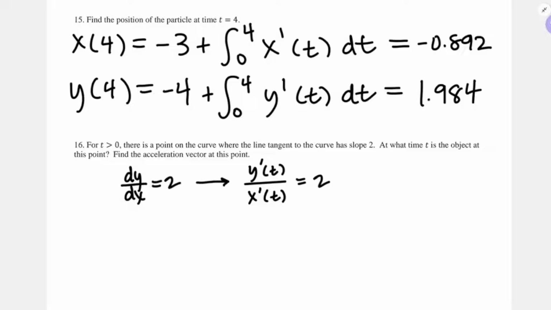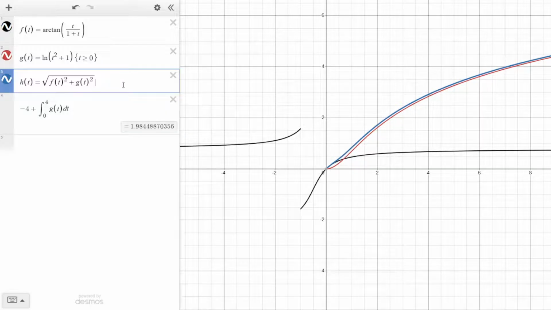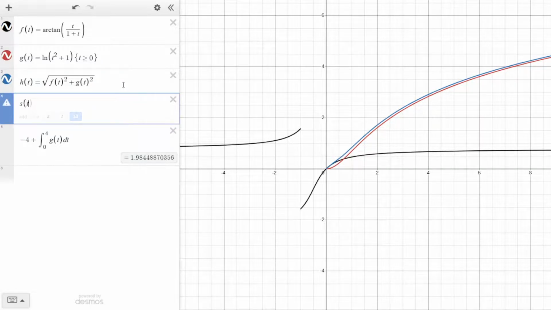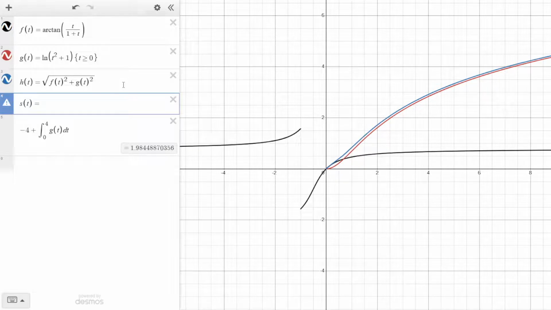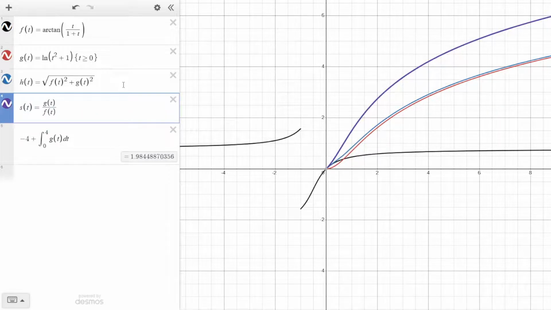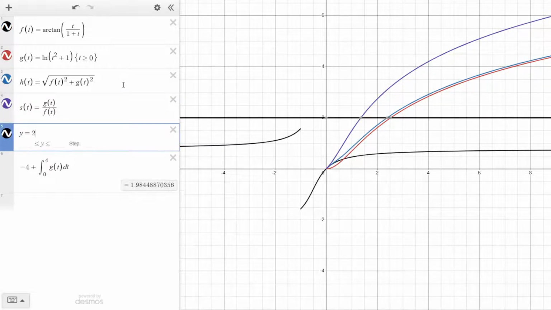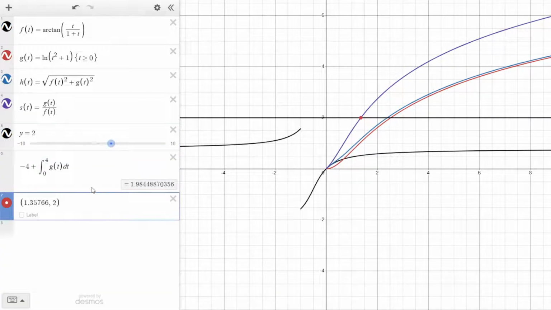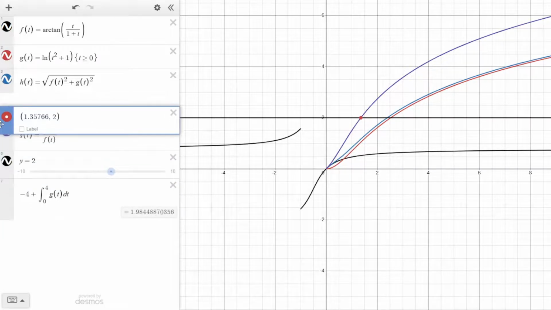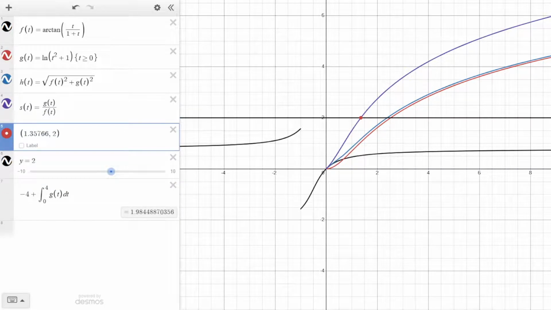All right, so, okay, I'm not showing you the calculator. There we go. Okay, I might define a new function for slope, s of t, equaling dy dx, where y prime was g of t divided by x prime was f of t. There's one point where this equals 2. So we're going to bring in the line y equals 2, grab that intersection point, report it down there, and bring it up.